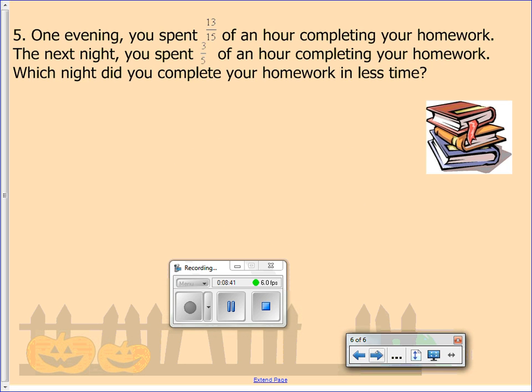In our last example, one evening you spent 13 over 15 of an hour completing your homework. The next night you spent 3/5 of an hour completing your homework. Which night did you complete your homework in less time? I'm going to pause the video, put the answers up, and you choose. Would you like to use a least common denominator or cross products to solve this problem?